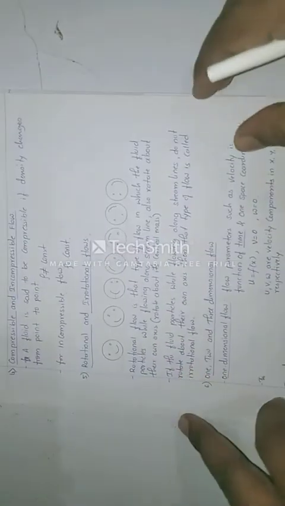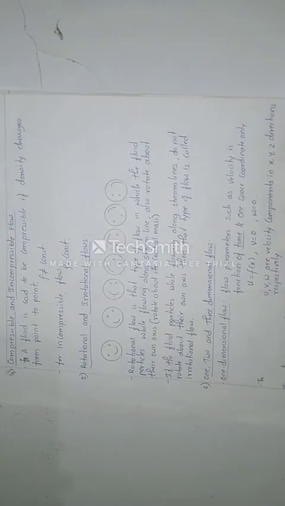The next term is compressible and incompressible flow. Compressible flow means the density of the fluid is not constant. Incompressible means the density is constant. All liquids we consider as incompressible flow, so the density is constant, whereas gases we consider as compressible flow.